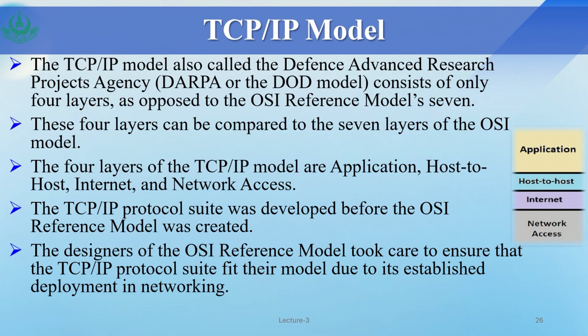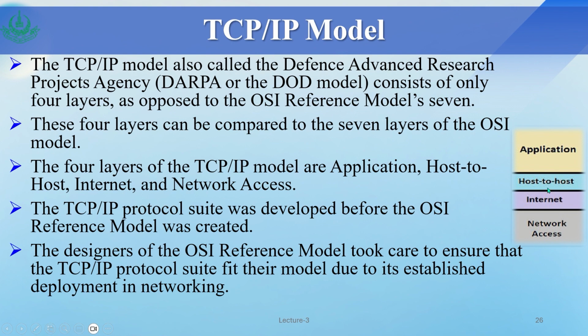Now we will study the next model of transmission, called the Transmission Control Protocol, Internet Protocol model. The model was devised by the DOD, Department of Defense, and is also called the Defense Advanced Research Projects Agency, DARPA model, or DOD model. It consists of only 4 layers, as opposed to the OSI reference model, which is a 7-layer model, as shown in the picture here. The 4 layers can be compared to the 7 layers of the OSI model.